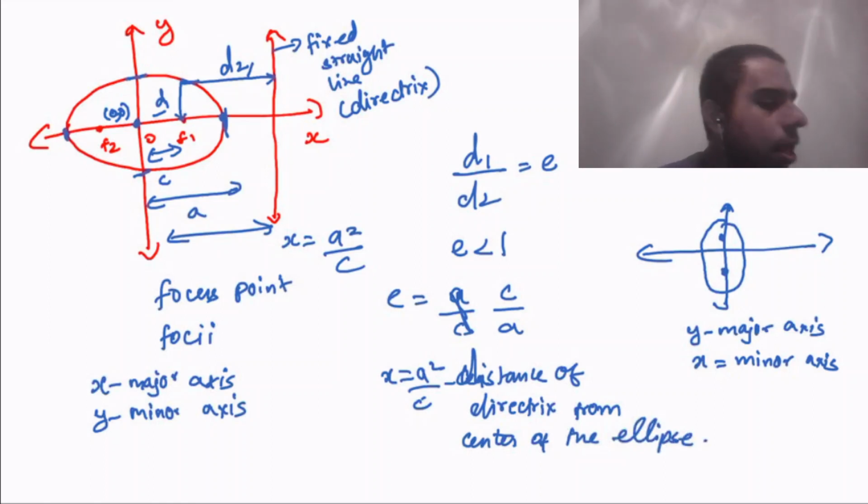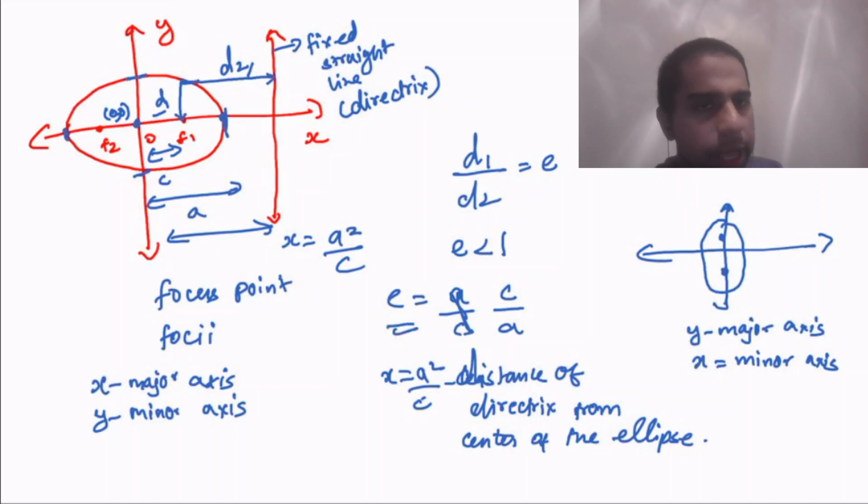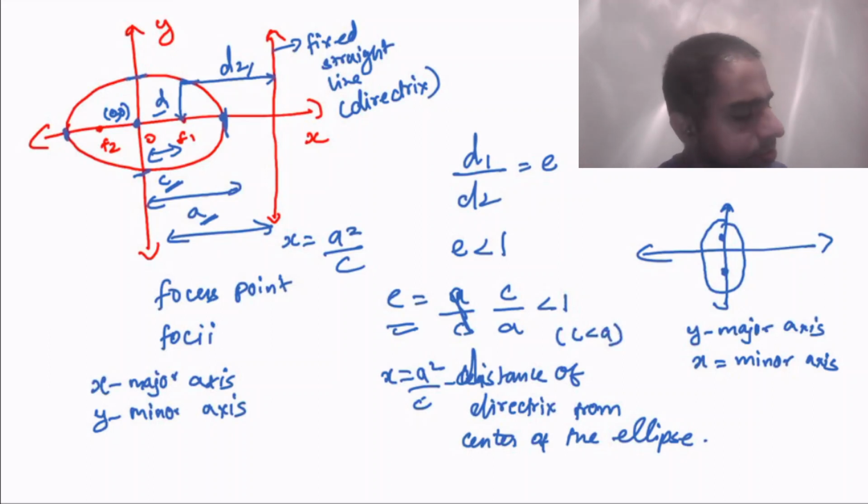Okay. So now here you can see eccentricity is given by the ratio c by a. The distance c is always less than the distance a, right? So the value of eccentricity is always less than 1 since c is always less than a. Now eccentricity is also given by another definition.